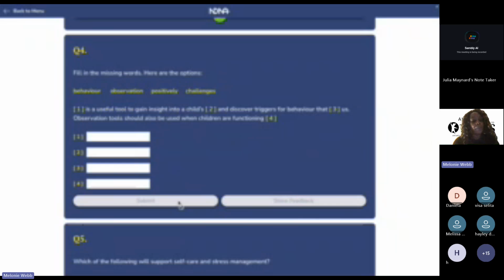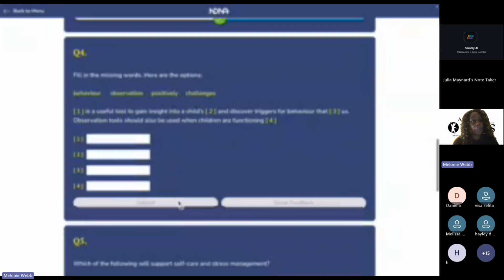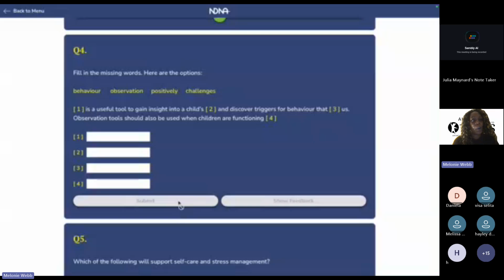So we're going to fill in the missing words. I know we struggle with this one sometimes, but the options are behavior, observation, positively, and challenges. So, blank is a useful tool to gain insight into a child's blank and discover triggers for behavior that blank us. Observation tools should also be used when children are functioning blank.